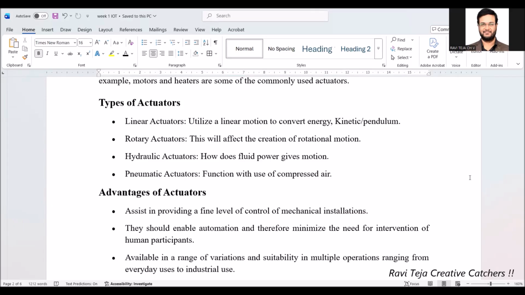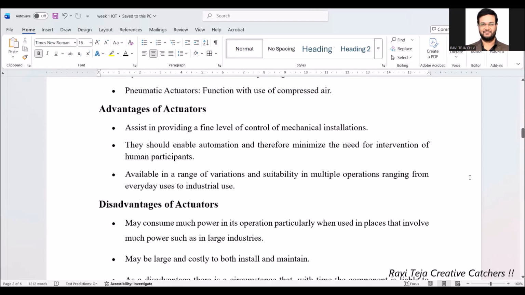Now coming to the advantages of actuators. These actuators assist in providing a fine level of control of mechanical installations.